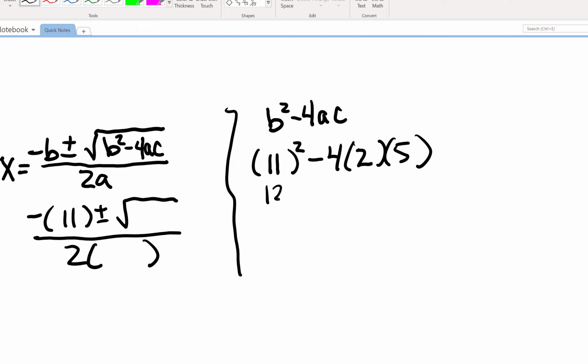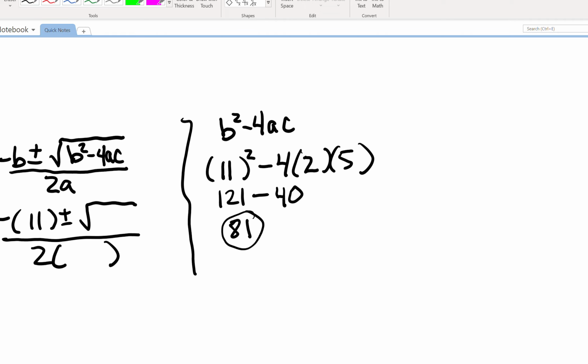11 squared would be 121. 2 times 5 is 10, times 4 is 40, so this is 40. You take 121 minus 40, you get 81. It's that same thing. And I just verified, if you check one against the other, that's a good idea. The 81, you recall, with your discriminant, our discriminant is this.